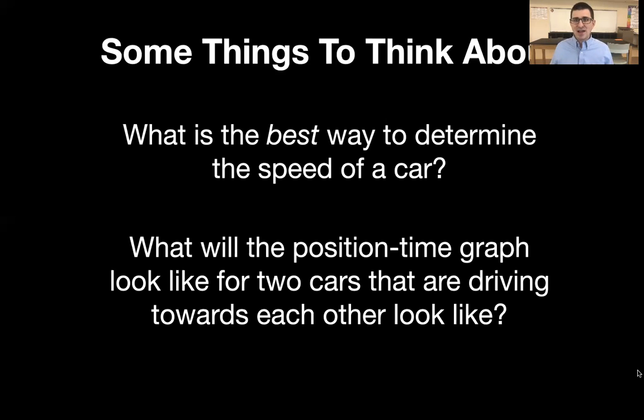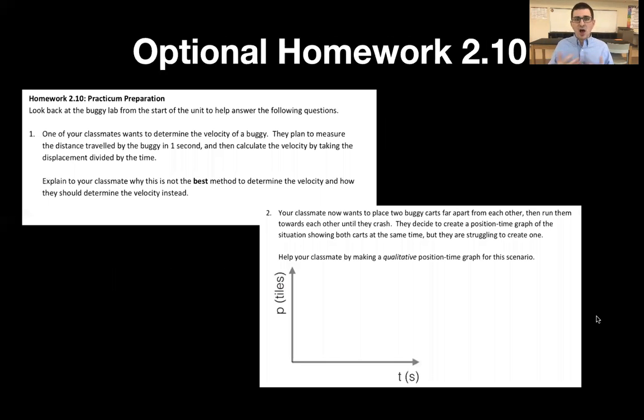To that end, I've made an optional worksheet that you might want to fill out, or you might not. If you can answer these questions really easily, then you can just come to class and crush the practicum. But if you want to feel extra prepared, you can complete this optional homework 2.10, which goes through basically those two questions. It tries to get you to think about the best way to determine the speed or the velocity, and then what the position versus time graph will look like for this scenario, qualitatively, which means without numbers, since you won't have any numbers yet.